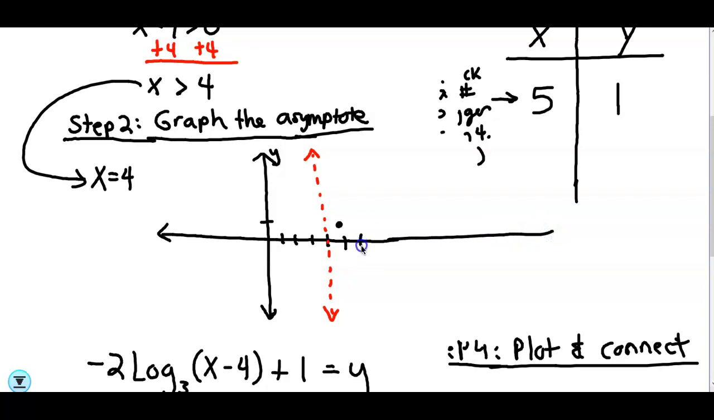So 5, 6, 7, 8, 9, 10, 11, 12, 13, 14, 15. And then negative 3.5 would be like here. So we have those two dots. Okay. Now that's enough to get the graph. So you probably don't know what log functions look like yet, but I'll share that with you in a minute.